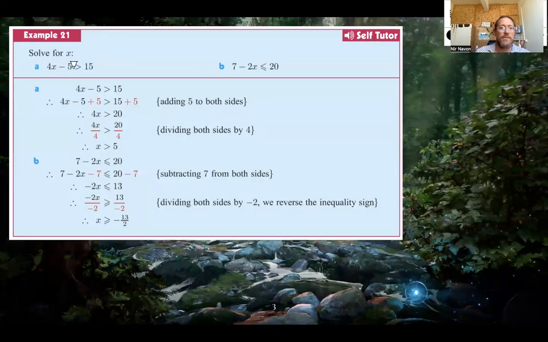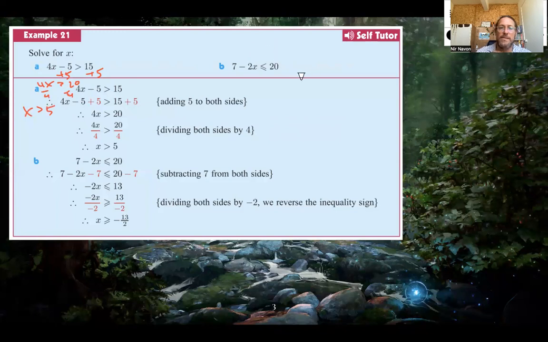For example, as with linear equations, we do the inverse operation. So 4x is more than 20. 4 is positive, so I can divide freely by 4. So x is greater than 5.